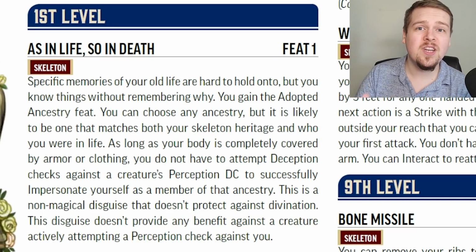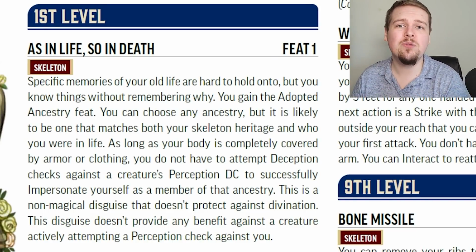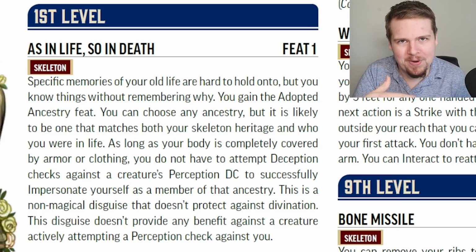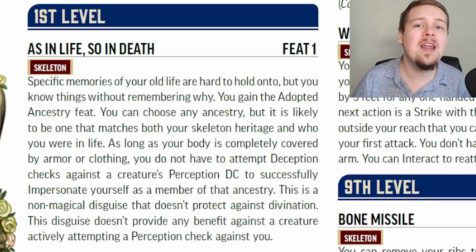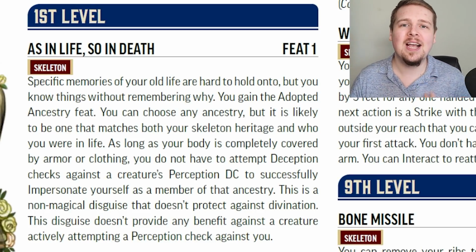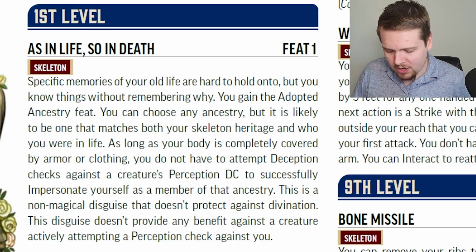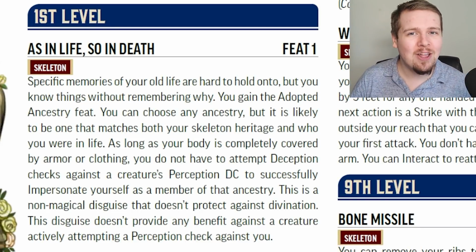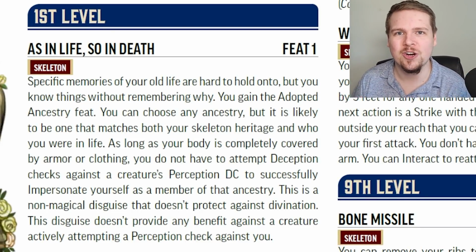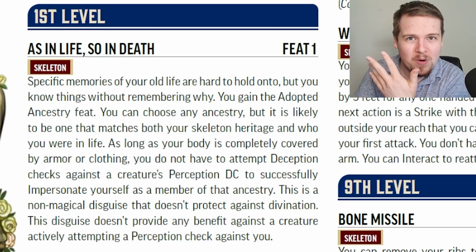As in life, so in death is a pretty cool feat. It allows you to mimic your original ancestry. It doesn't have to be your original one, but it's heavily implied that it should be. You gain the adopted ancestry feat for that ancestry, and additionally, as long as you are covered head to toe in clothing, you do not need to roll deception to pretend to be a living creature. You just have to be able to hide your little bony fingies.